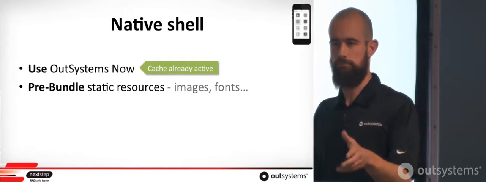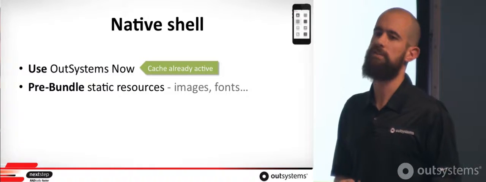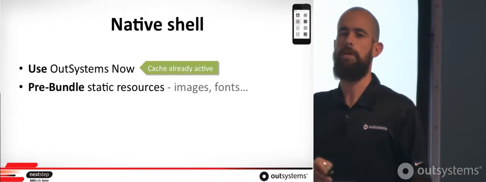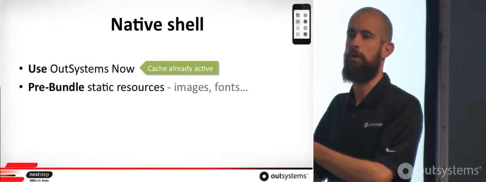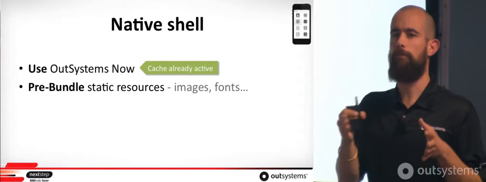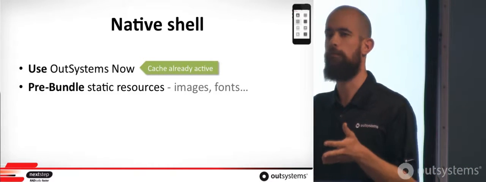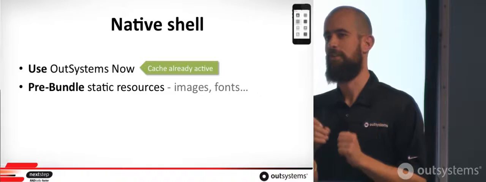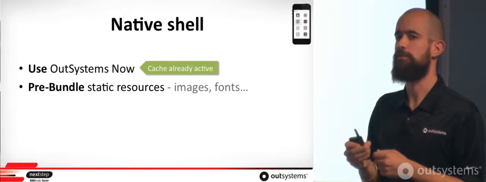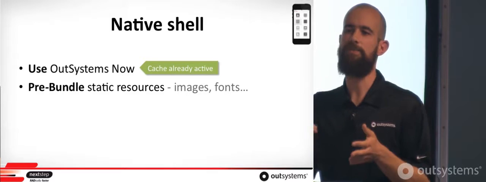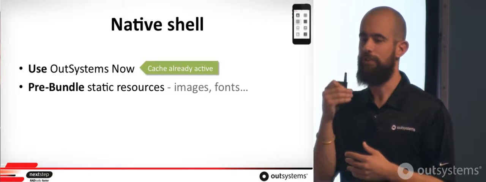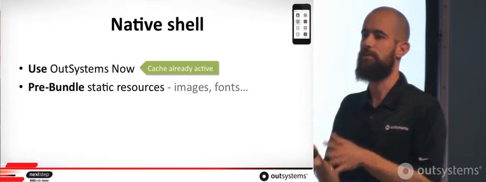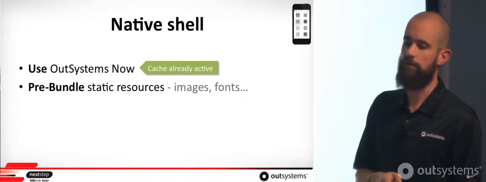Even if it's the source code, download it and use it, and pre-bundle the static resources such as images and fonts. This is really important so that, for example, you build one application that you want to put on the store. One thing that is really typical for us to do is to put an onboarding for the user, and we want it to be really pretty with really nice images. Well, if you don't pre-bundle those images, what you are going to get is a really bad experience because on the first access the user has to download all of those files, and then the files are displayed. So put your files on the native shell.